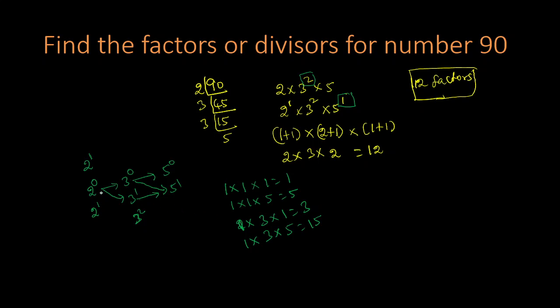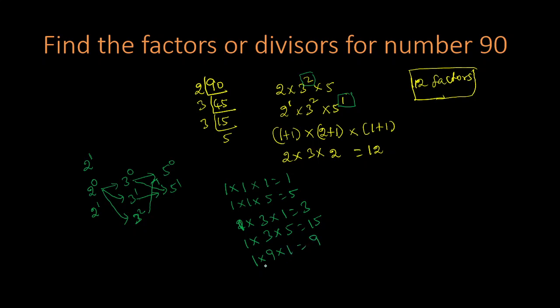Now, the next is 2 to the power of 0 and 3 squared here. So, 2 to the power of 0 is 1. 3 squared is 9. 9 into, now we multiply this with 5 to the power of 0. 5 to the power of 0 is again 1.